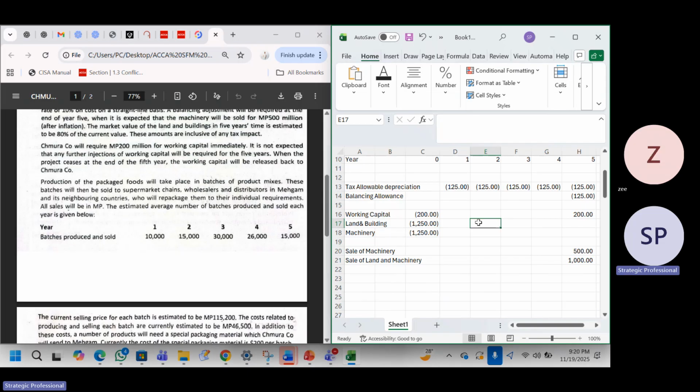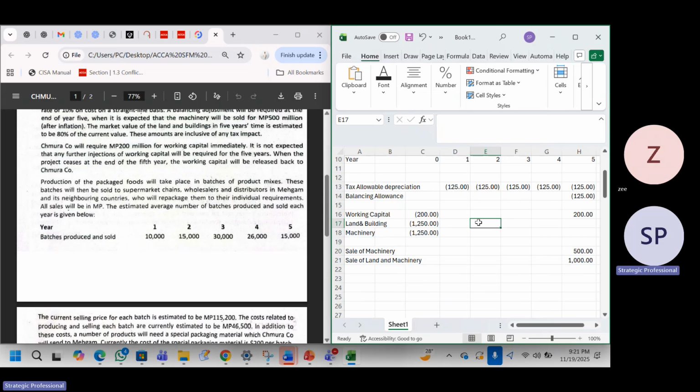In Megam, and its neighboring countries, who will repackage them to their individual requirement. All sales will be in peso, right? The estimated average number of batches produced and sold each year is given. So the batches produced and sold is what they've given us straightforward. They didn't stress us.